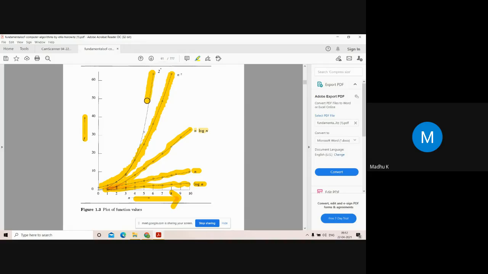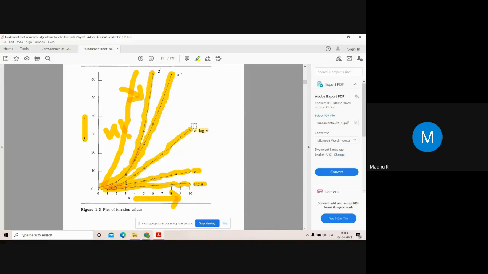This is the order of growth. As the problem size increases, the time taken increases exponentially. This is an exponential time taking algorithm, one of the hardest or extreme cases of algorithms. Above that there are n factorial algorithms. There are some algorithms that take factorial time, and that is a very complex case. Below n factorial, 2 raised to n will come.